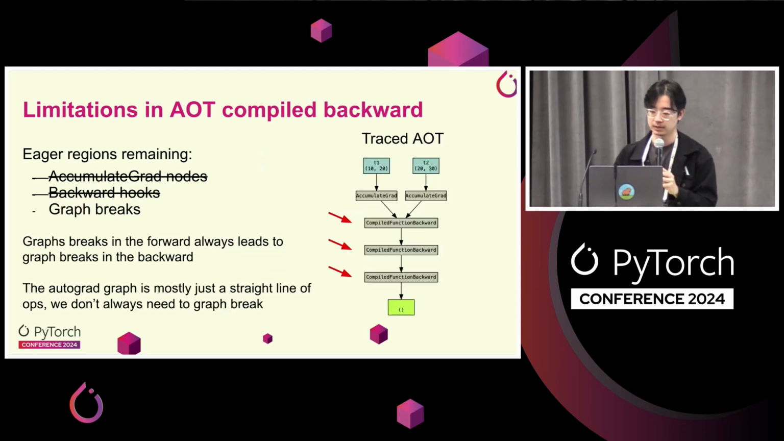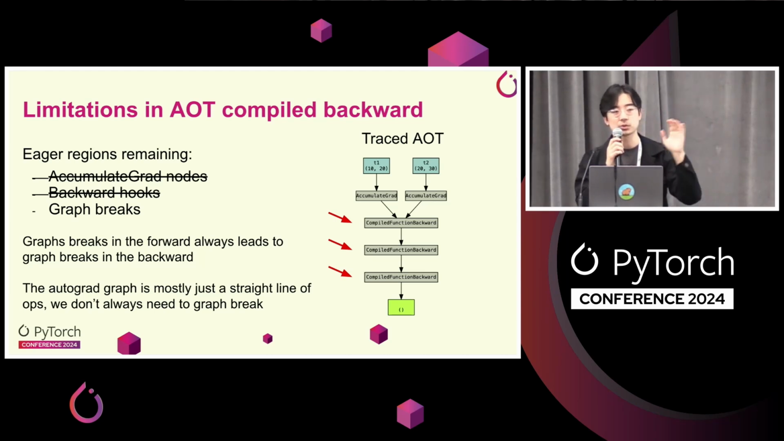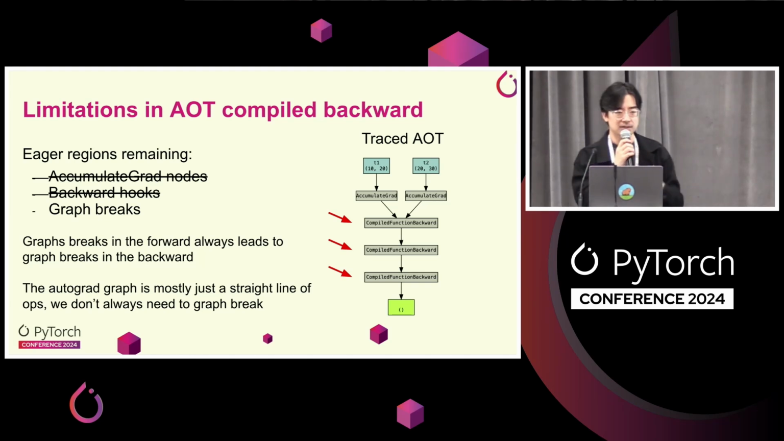A third portion is if you have any graph breaks in your forward, Torch.Compile today traces ahead of time. So it'll trace a backwards corresponding to each forward graph. So you would get these graph breaks in your backward. But this isn't always necessary. Because the Autograd graph is mostly just a straight line of operations, and we shouldn't need a graph break.